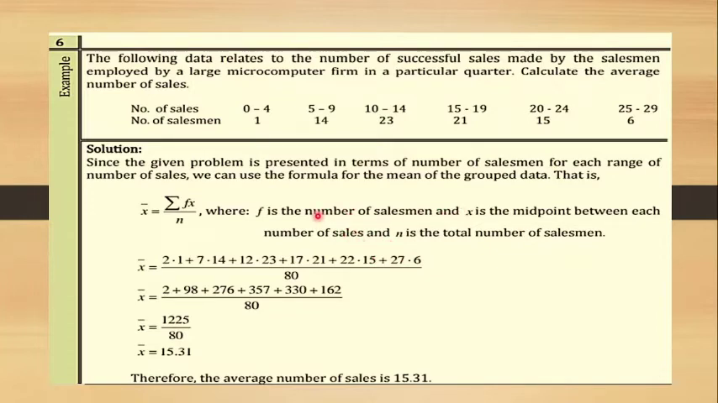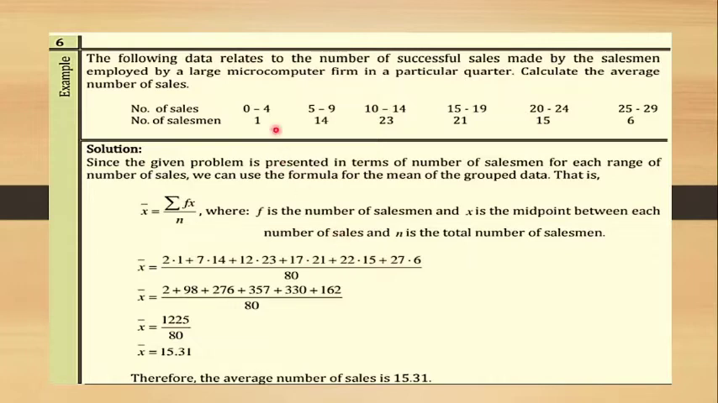The f is the number of salesmen: 1, 14, 23, 21, 15, and 6. Those are the values of f. And x is the midpoint of each range of number of sales.